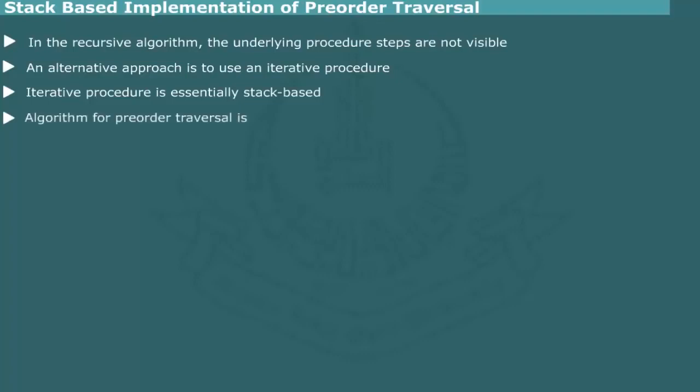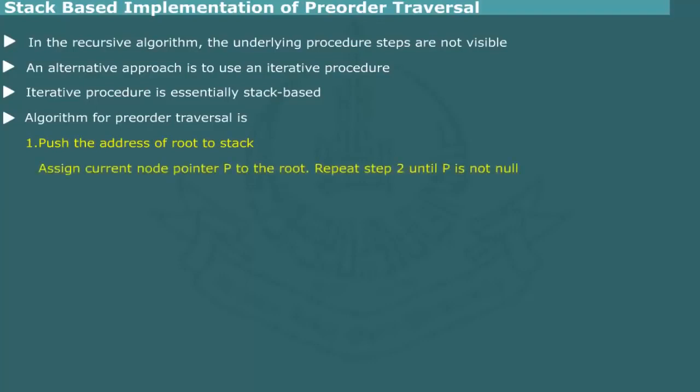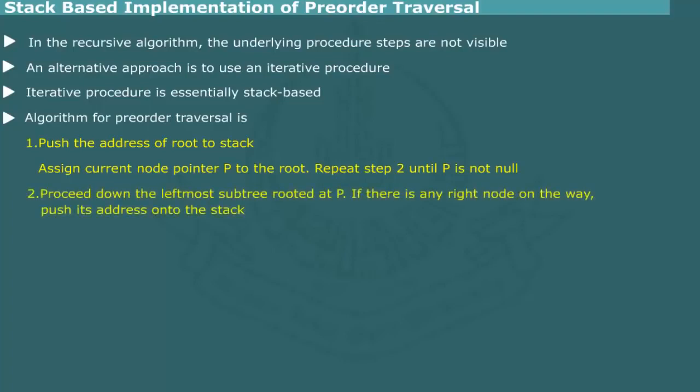The algorithm for pre-order traversal of a tree in iterative way is: Number 1. Push the address of root to stack and assign current node pointer P to the root. Repeat step 2 until P is not null. Number 2. Proceed down the leftmost subtree rooted at P. If there is any right node on the way, push its address onto the stack. Continue processing the nodes until the leaf node is reached and processed.